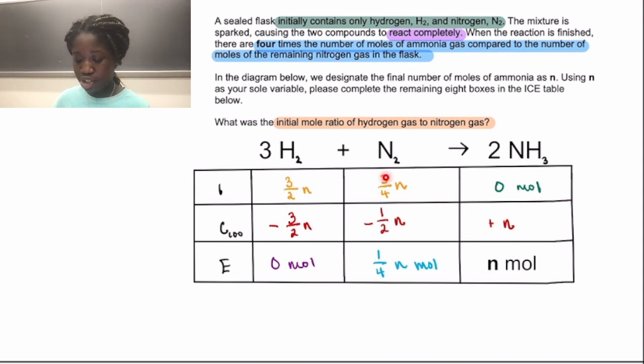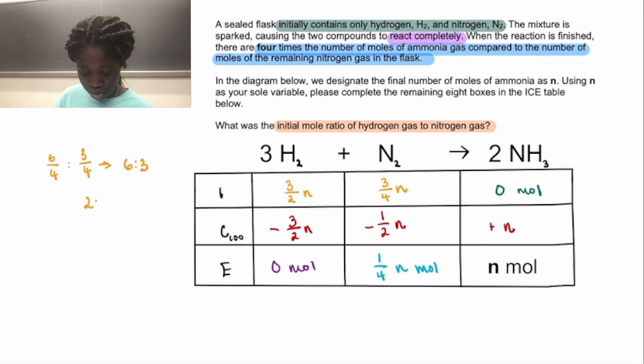Let's create ratios between them from hydrogen to nitrogen. It would be nice if the denominators were the same, so I will do that to the side. You should also be able to do this yourself in your head. So with the denominators the same, from hydrogen to nitrogen, we have 6 over 4 to 3 over 4, otherwise known as 6 to 3. And this simplifies down further to 2 to 1. So this is our final answer for this problem.